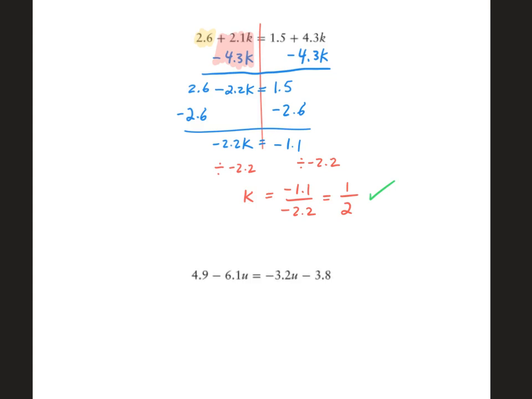Let's try another one. Here we've got 4.9 minus 6.1u, so there's our variable, equals negative 3.2u minus 3.8. So what we're going to focus on is the difference between our terms that have variables, and don't forget the sign beside it, and our terms that have no variables.